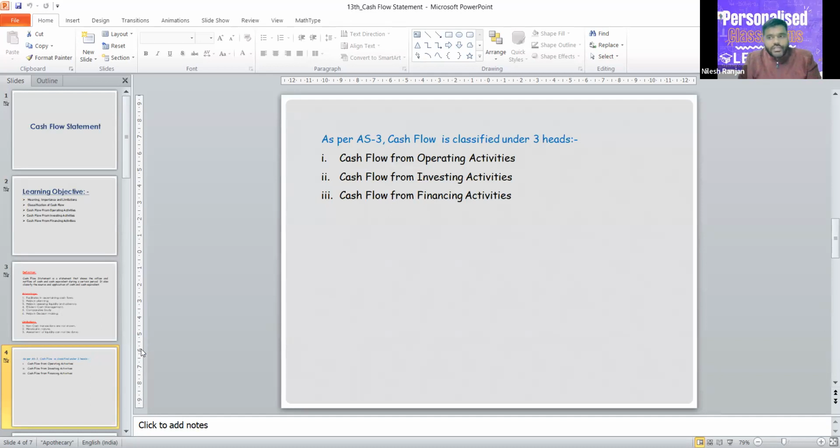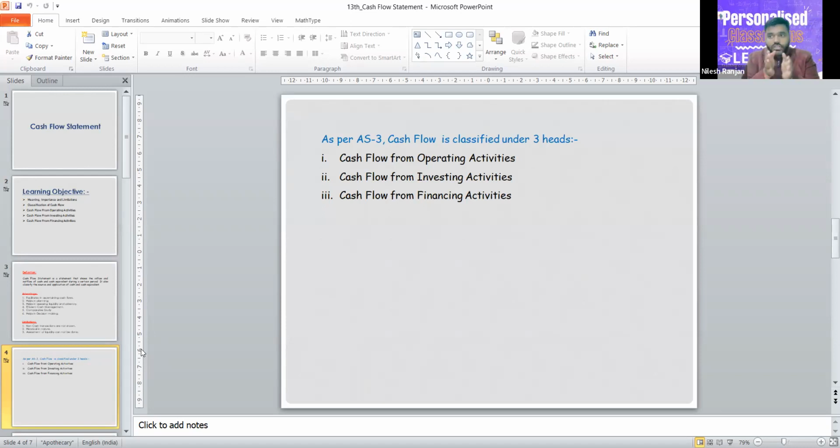Okay, so these three categories. Now, cash and cash equivalent have an opening balance and a closing balance. Opening balance means the previous year closing cash and cash equivalent, and then the current year closing cash and cash equivalent. We compare these two. If there is any change between these two, then we have to find out from which activities cash is coming and cash is going.